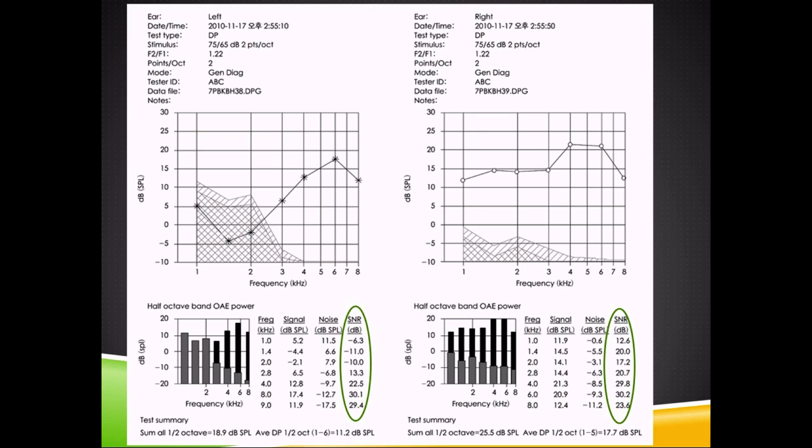And if you look, you can see for the left ear, for the lowest three frequencies, the signal-to-noise ratios are very low. So those would be absent through 2000 hertz, but at 2.8 and above, you're well above the 6 dB minimum sort of requirement for present OAEs. If you look at the right ear, all the signal-to-noise ratios are well above 6. So they would all be present in the right ear.